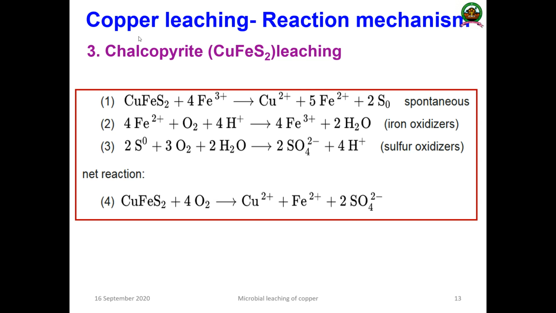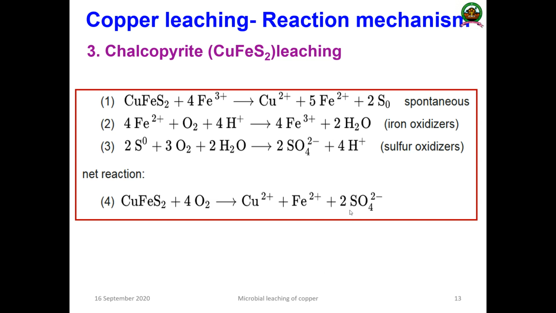Okay, in addition to these three things, we can see copper oxide also, but I told you copper oxide is most abundantly present, but the concentration of the copper will be very less in the case of copper oxide. So that is why we are using copper sulfide.